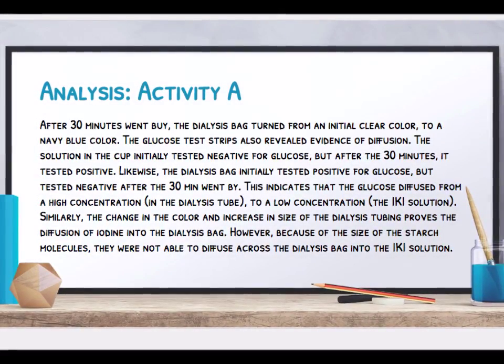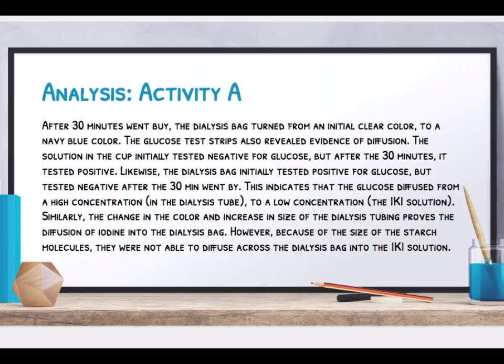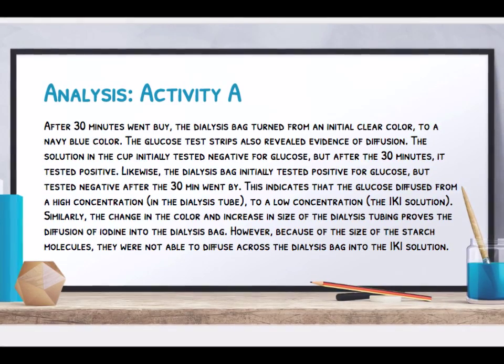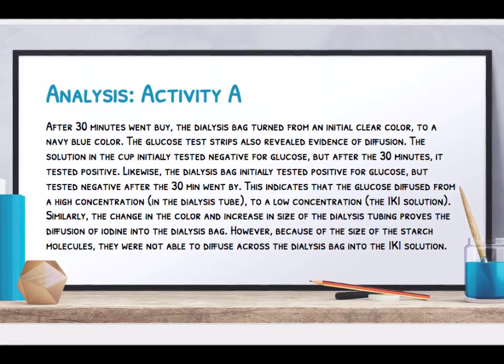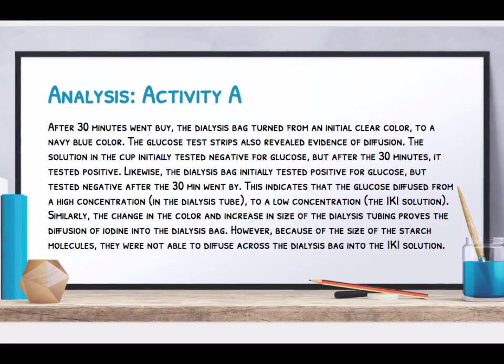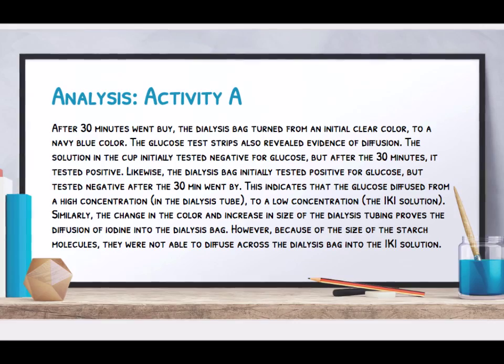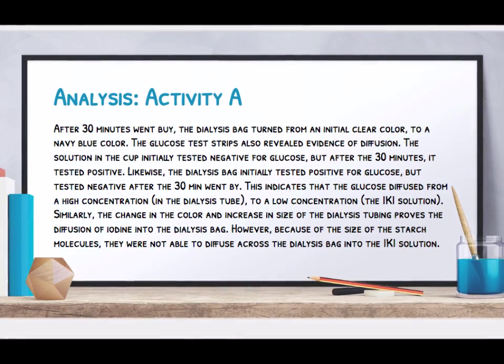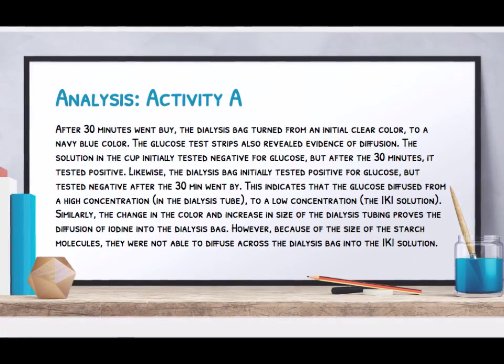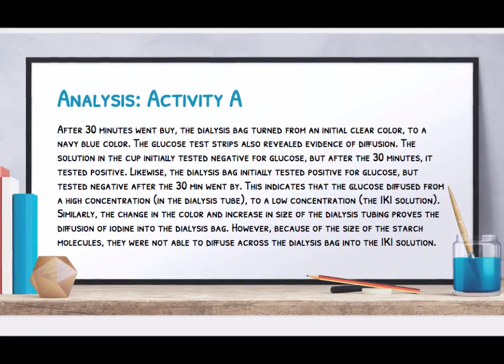After 30 minutes went by, the dialysis bag turned from an initial clear color to a navy blue color. The glucose test strips also revealed evidence of diffusion. The solution in the cup initially tested negative for glucose, but after 30 minutes it tested positive. Likewise, the dialysis bag initially tested positive for glucose, but tested negative after 30 minutes went by. This indicates that the glucose diffused from the high concentration to a low concentration.